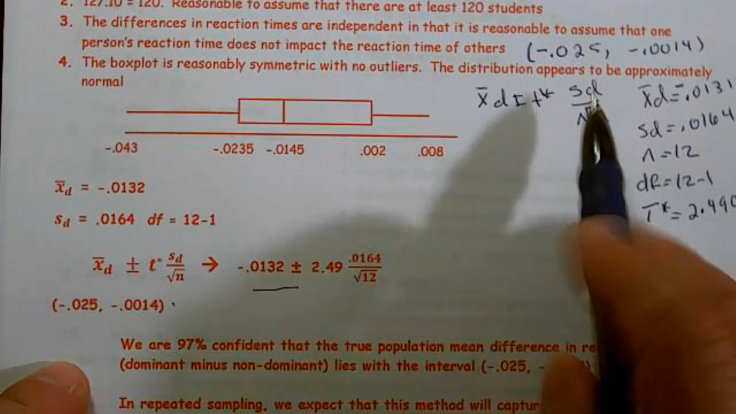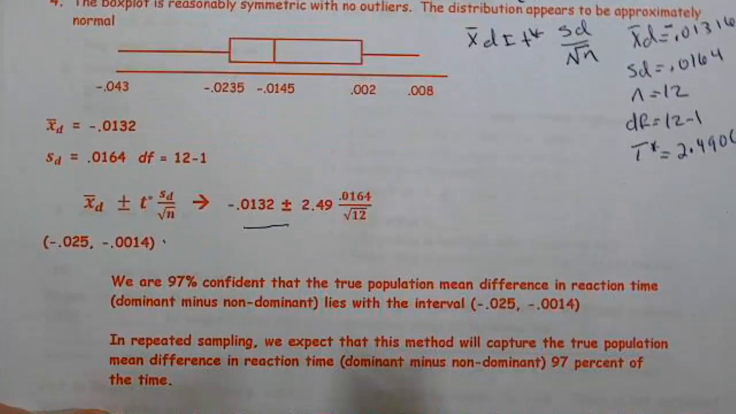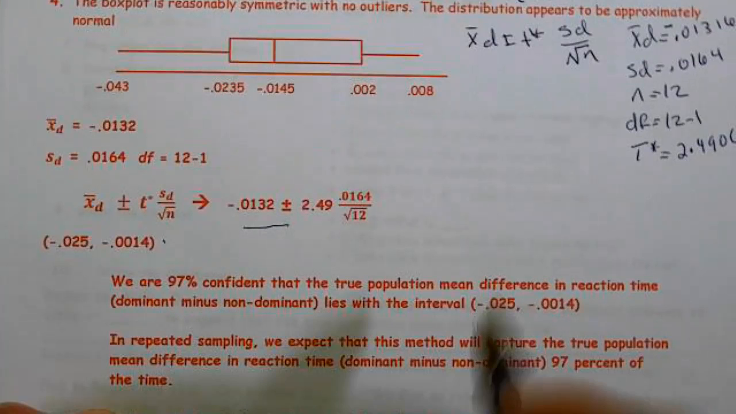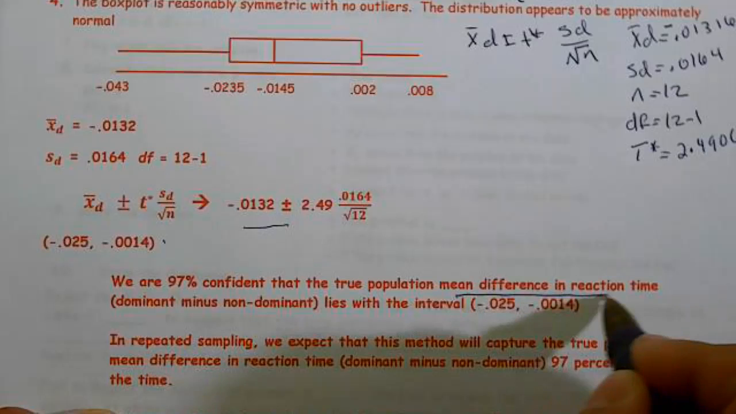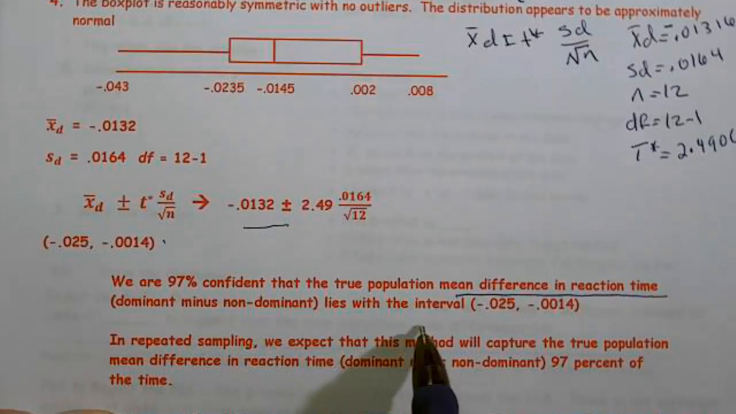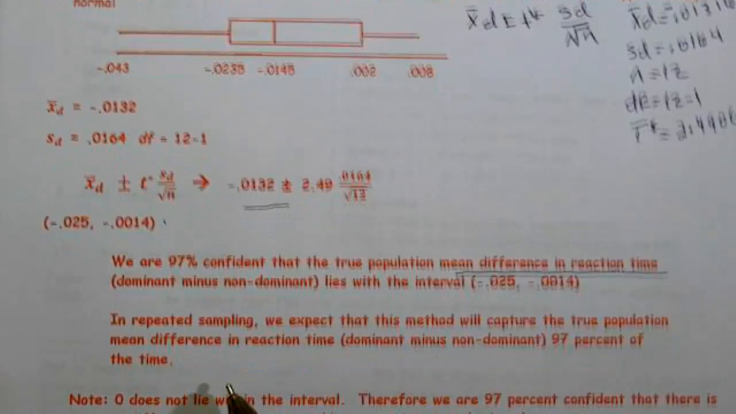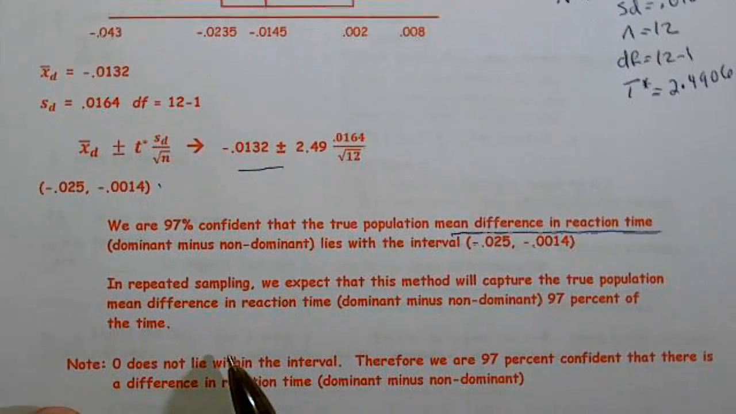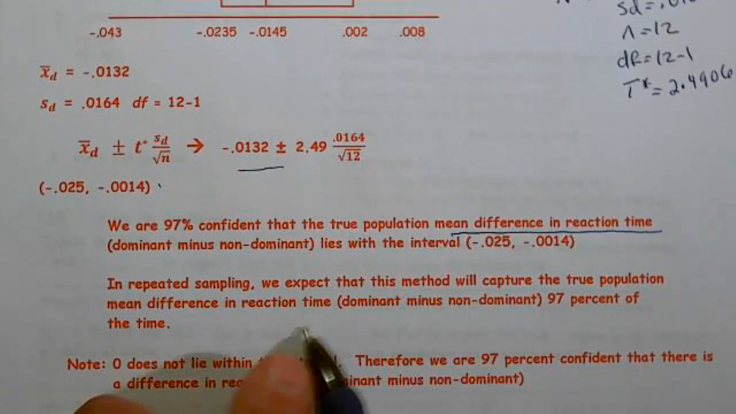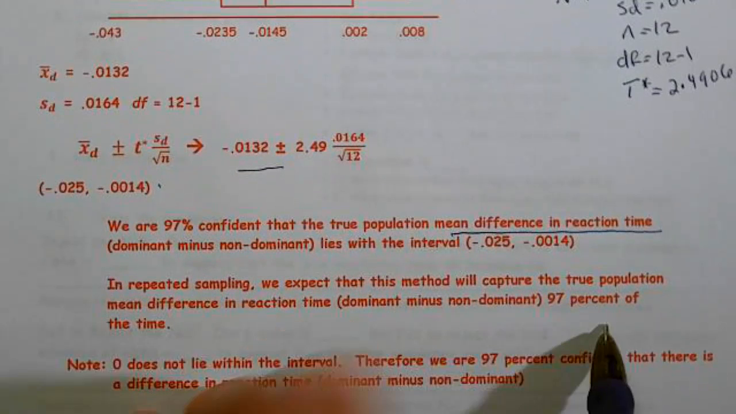This is the interval that I calculated. And I told you I would need it. That's the interval. So we are 97% confident that the true population mean difference in reaction times, dominant minus non-dominant, lies within the interval negative 0.025 to negative 0.0014. So in repeated sampling, we expect that this method will capture the true population mean difference in reaction time, dominant minus non-dominant 97% of the time.